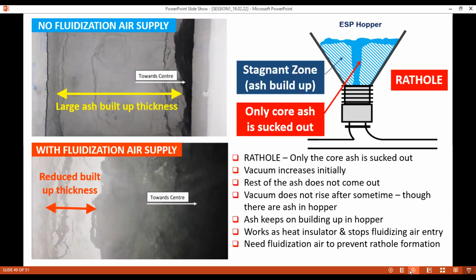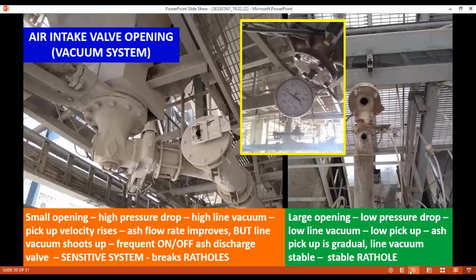And then what we did is, I asked my colleague and my students to do one thing: just switch on the fluidization air. We have a fluidization pad in our hopper. The moment we switched it on, the rat hole actually collapsed, and we started to get good quality flow.